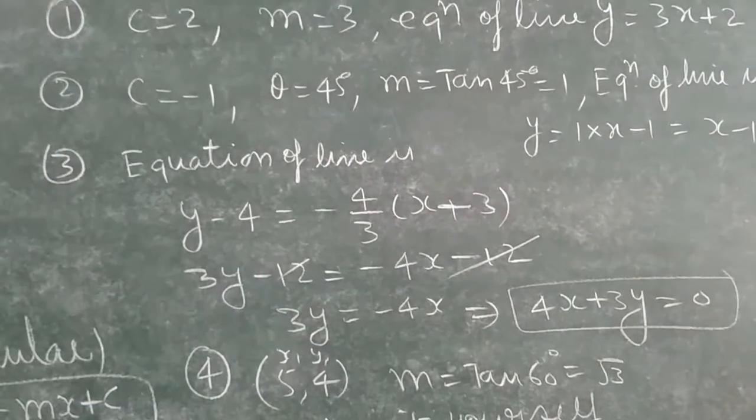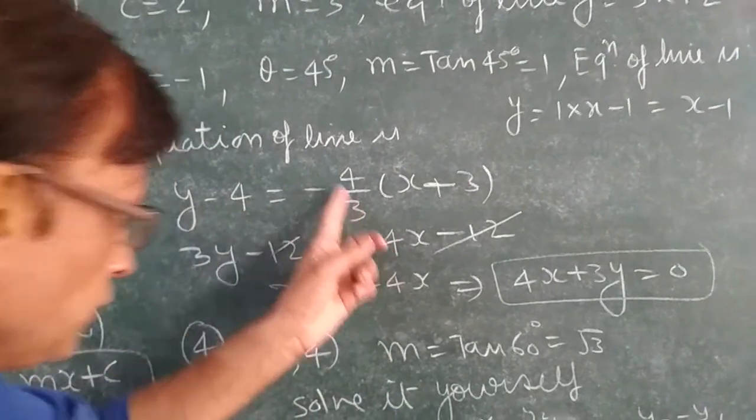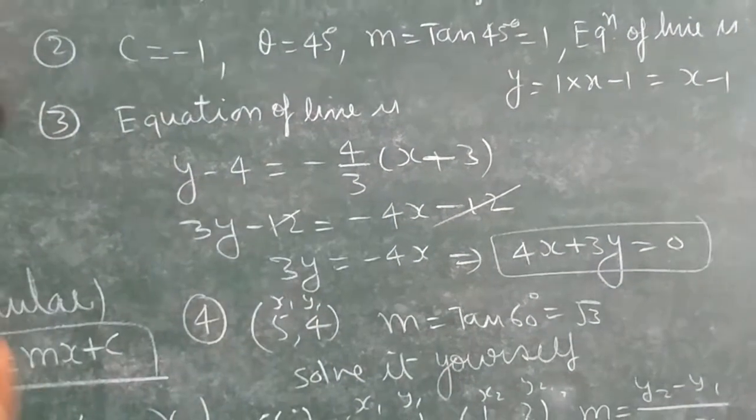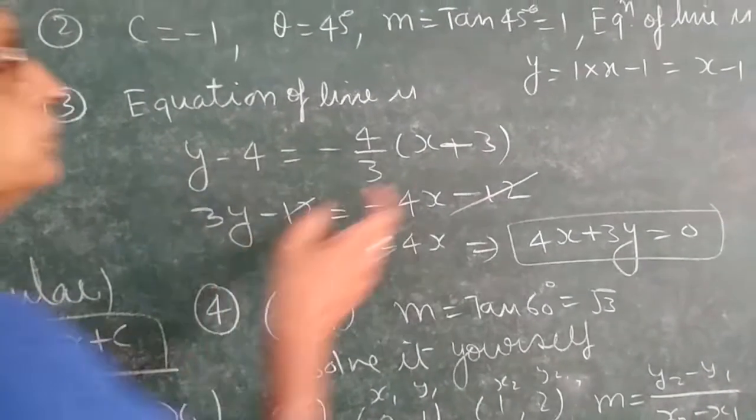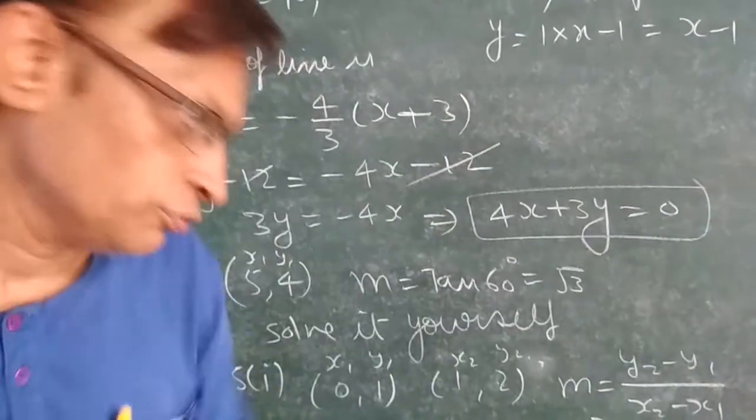Now third question, you are given a slope and a point. So find the equation: y minus y1 equal to minus 4 upon 3 into (x minus x1). This is the slope, and a point x1, y1. So x1 here, y1 here. Now after solving we get 4x plus 3y equal to 0.